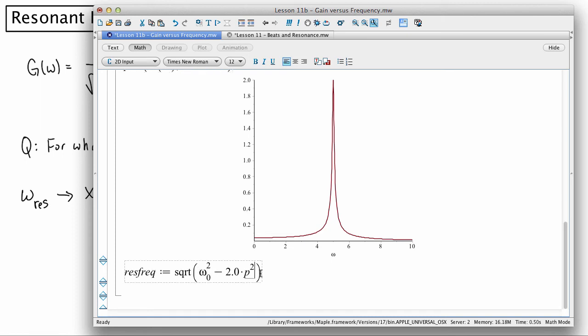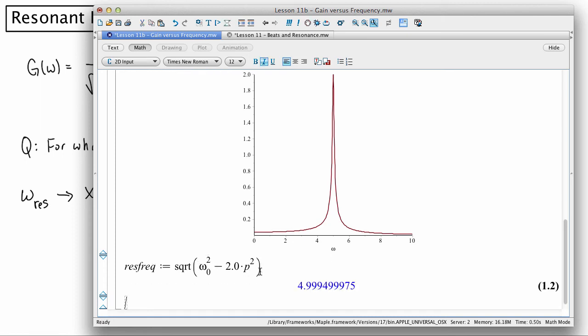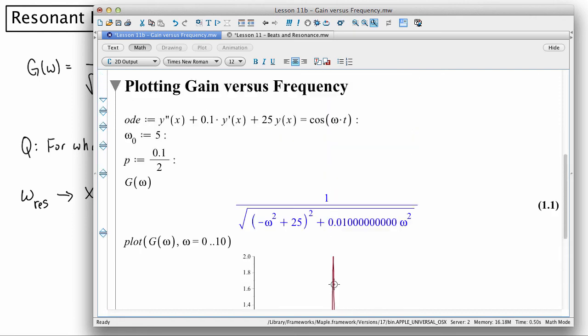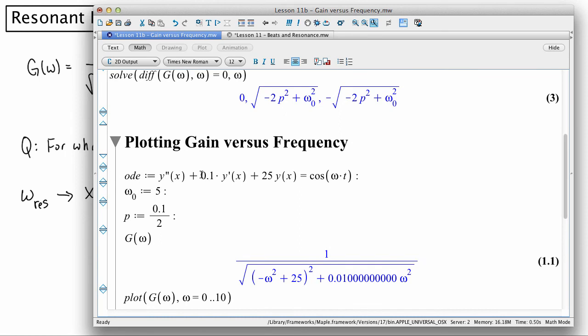Taking this one step further, if I calculated the resonant frequency, remember that's the square root of omega naught squared minus 2p squared, calculating that for this problem, you can see that a frequency not exactly 5, but near 5 is going to give me resonance. Now the reason it's so close to 5 is if I go back up and look at the damping, there's very little damping here. My damping constant is 0.1 divided by 2, or 0.05. So there's very little damping occurring.